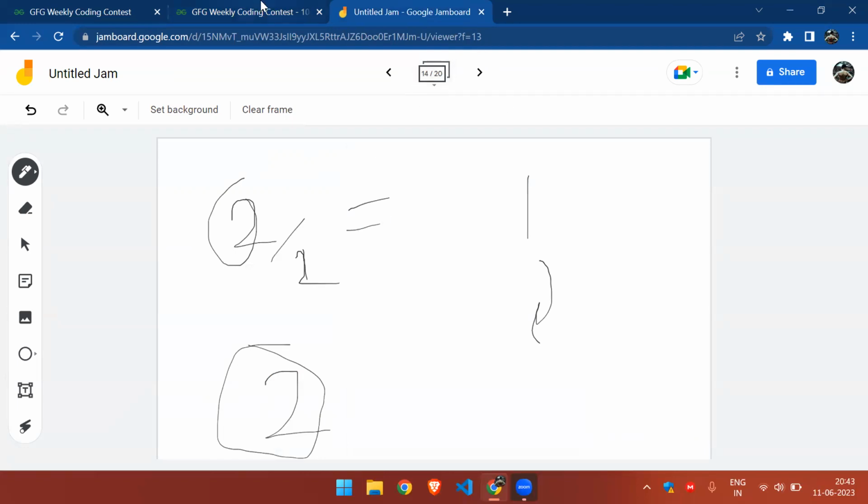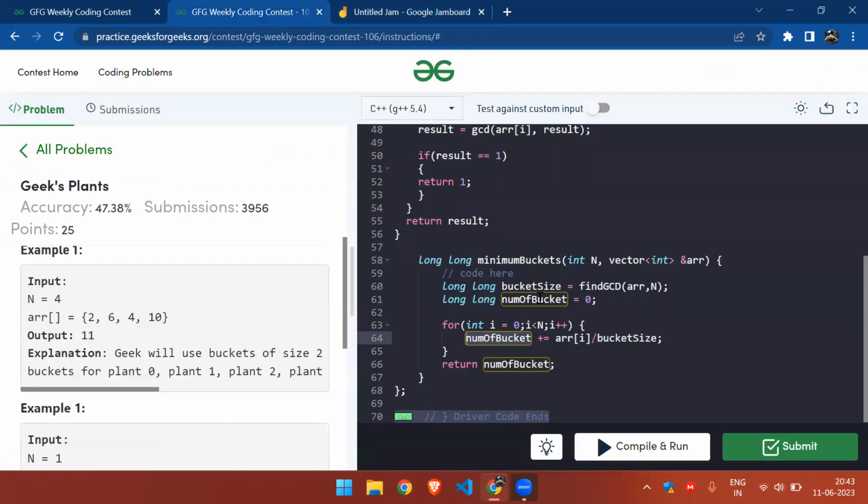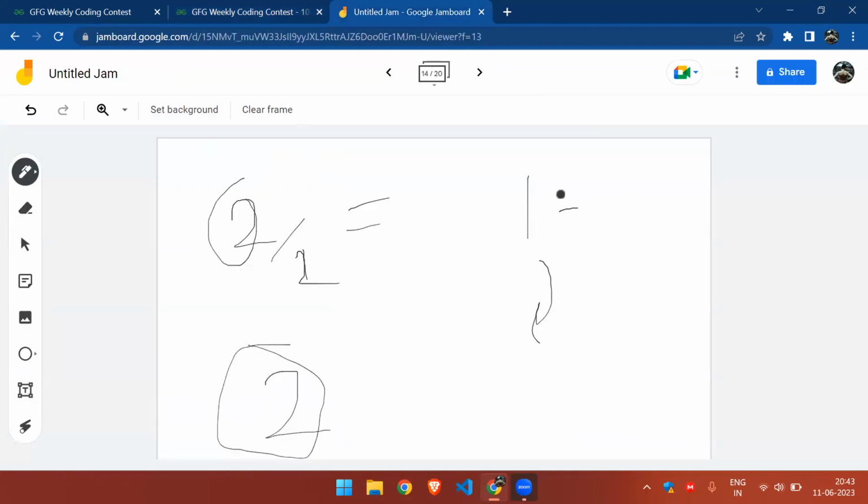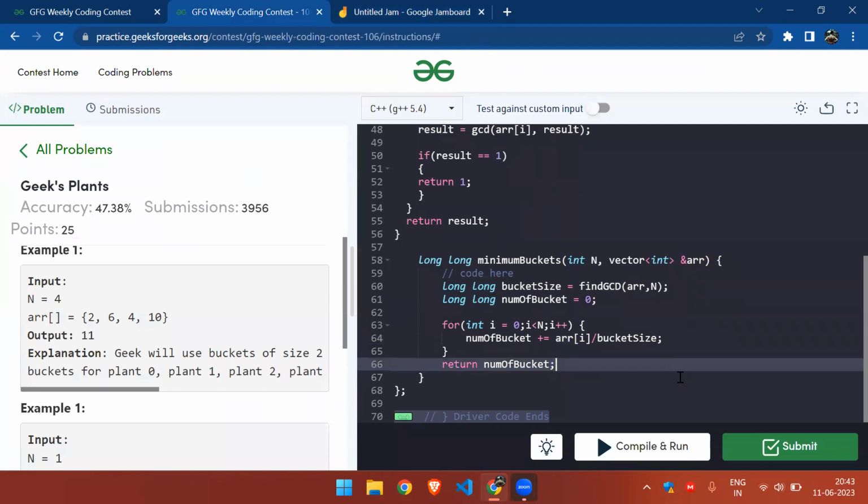In the next iteration, we have 6 divided by 2, which is nothing but 3, so this 3 gets added. And similarly, this 2 gets added. Then we get a sum of 11, and then we return the answer.